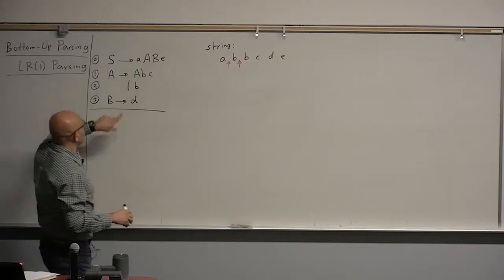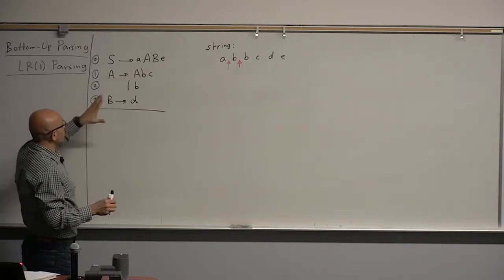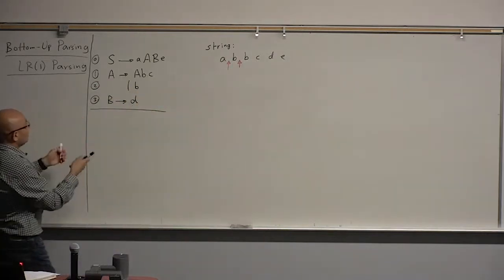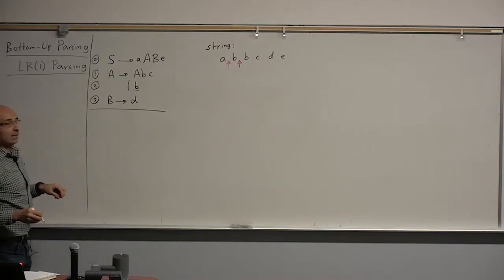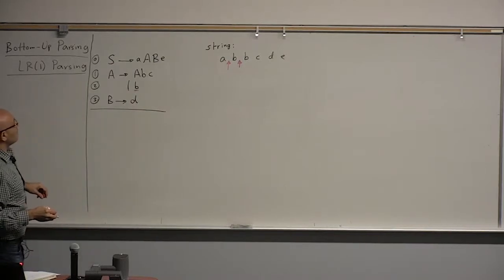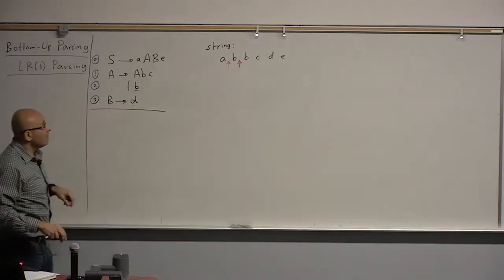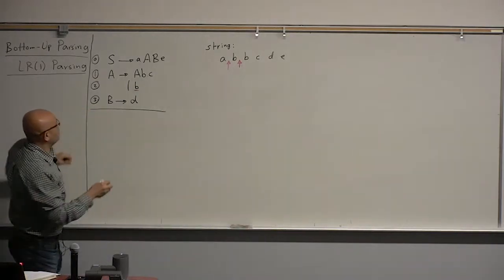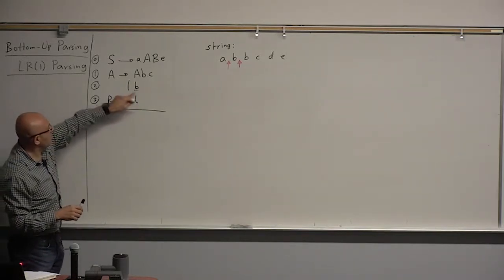Now, is there a reduction in the grammar, or is there a rule in the grammar that ends with a B? Yeah. So there is one that ends with a B, which is this. So this is the only rule that ends with a B. Is there a rule that ends with the suffix AB? Nope. No, there is no rule. So in this case, this is the only option that we have, which is reducing the B into an A.